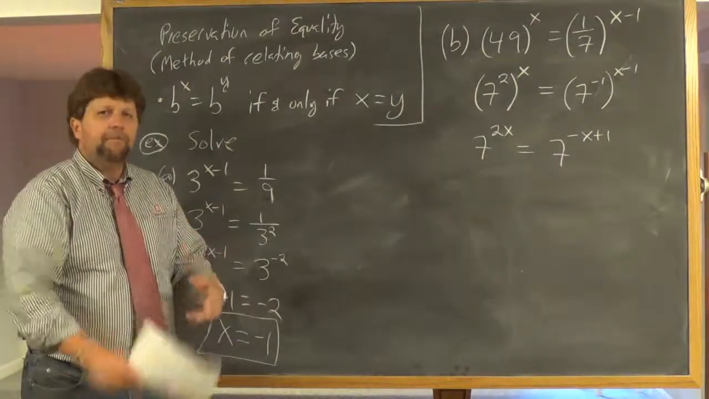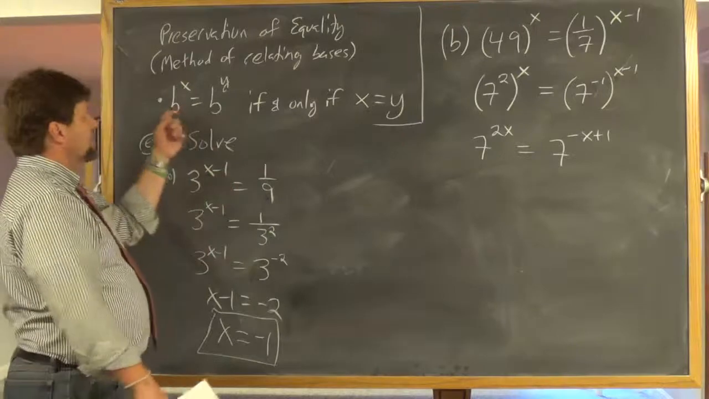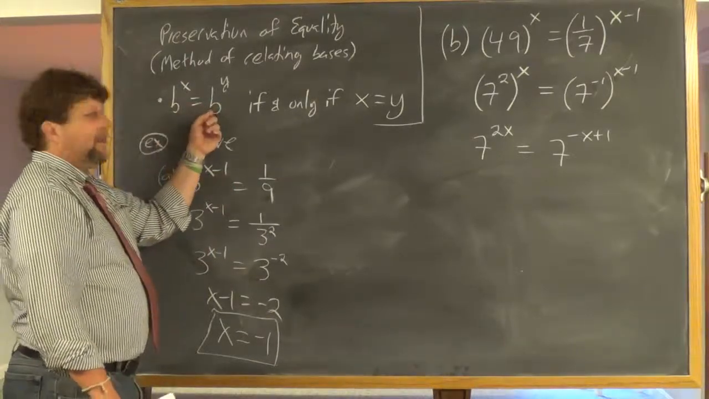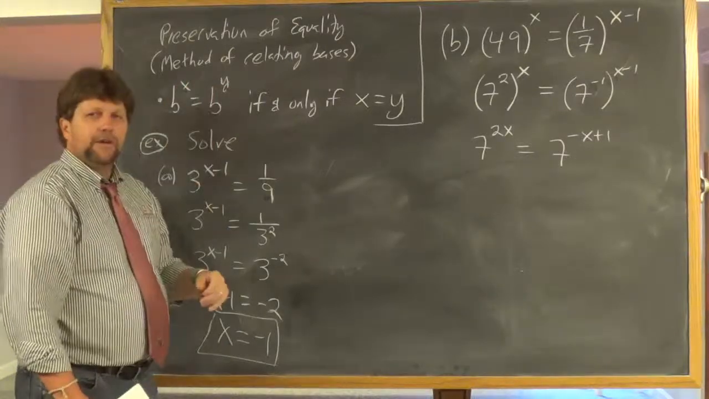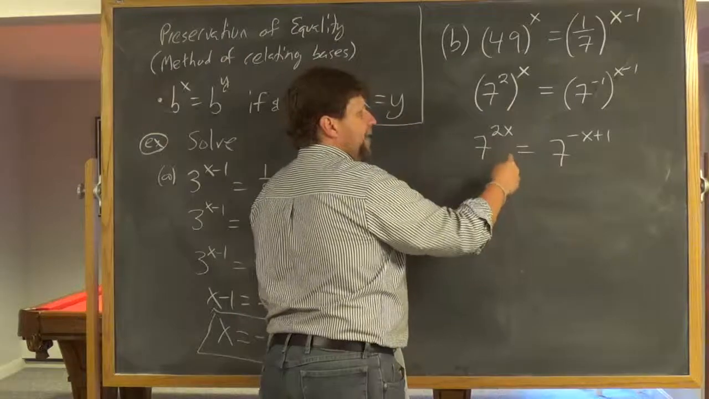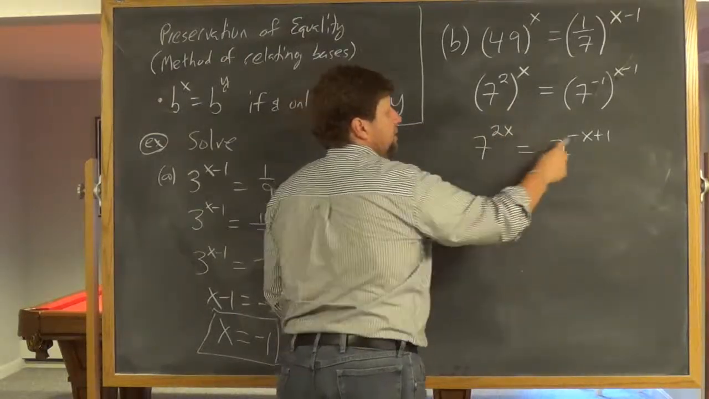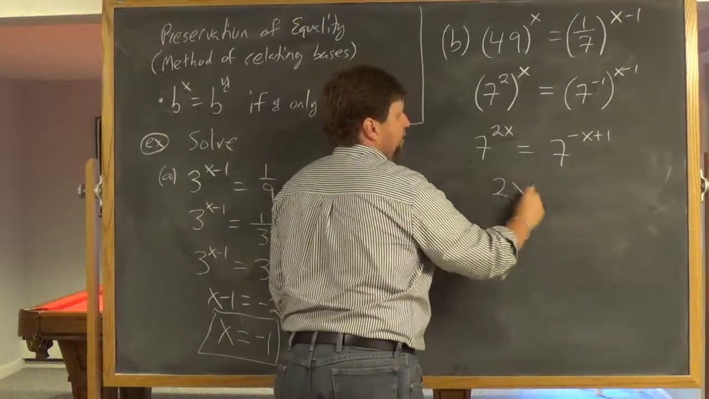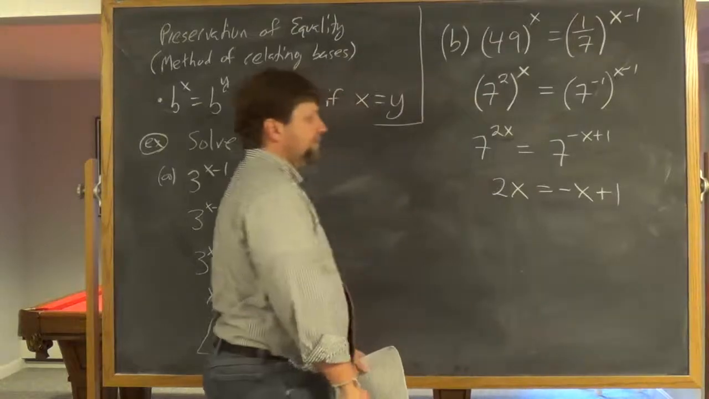I'm exactly at that point where we can use what your book calls the method of relating bases. The bases are the same. The only way you have a true equation is if the exponents are equal. So since our bases are the same, we can only have a true equality statement if the exponents are equal. If 2x is equal to negative x plus 1.